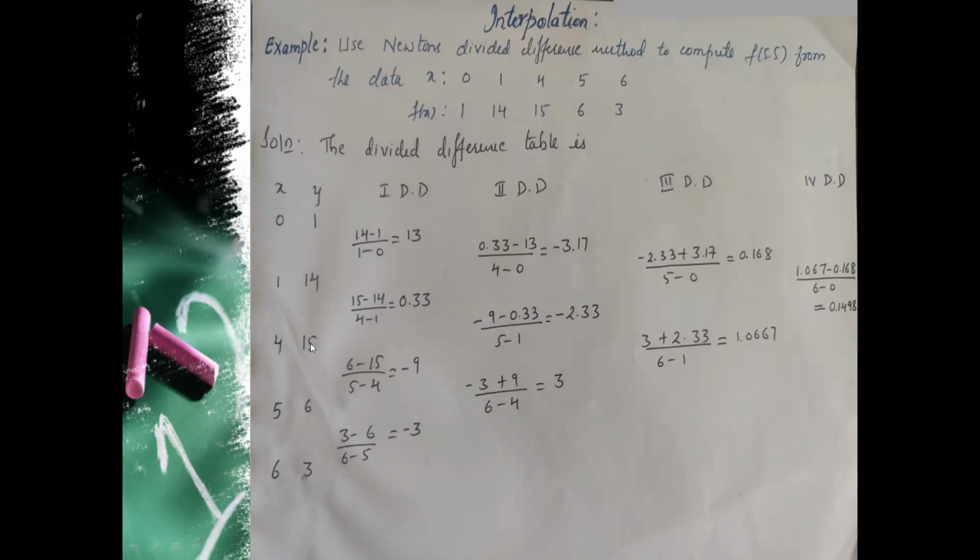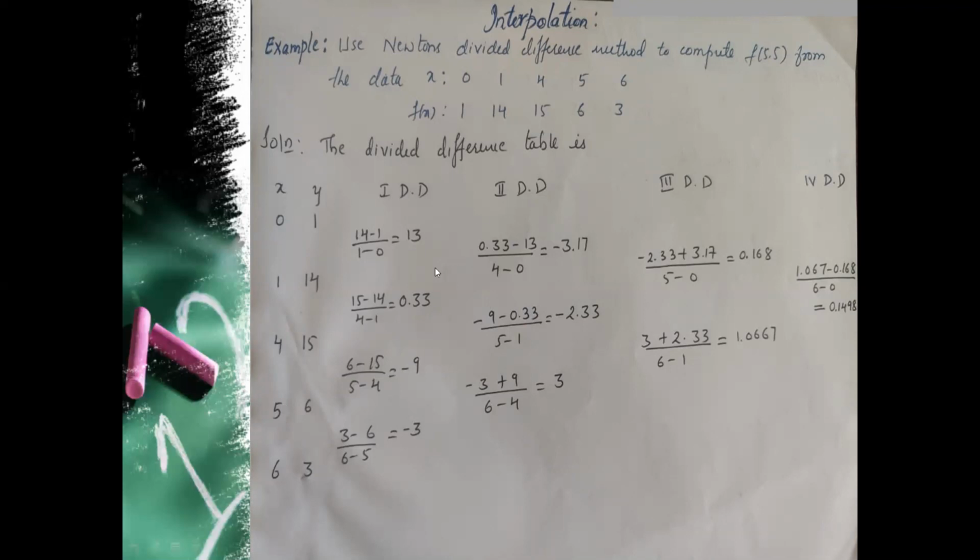Next one here it is 15 minus 14 divided by 4 minus 1. It is 0.333. Then 6 minus 15 divided by 5 minus 4. It is minus 9. Then 3 minus 6 divided by 6 minus 5. We get minus 3. These are the first divided differences. Now you go for the second divided differences.